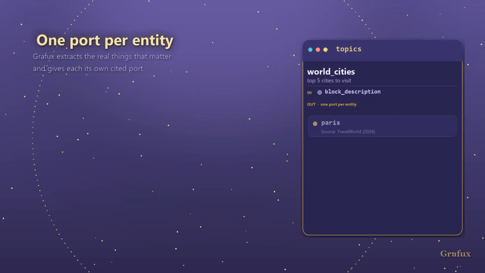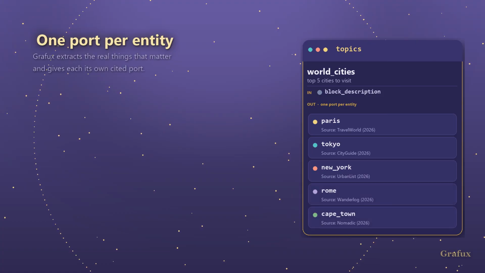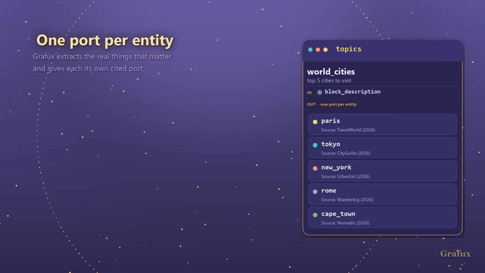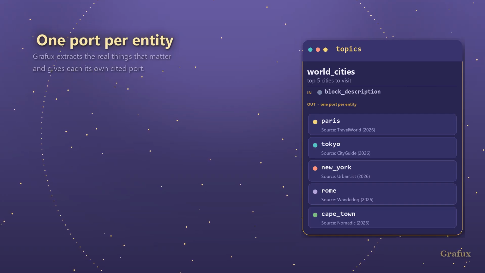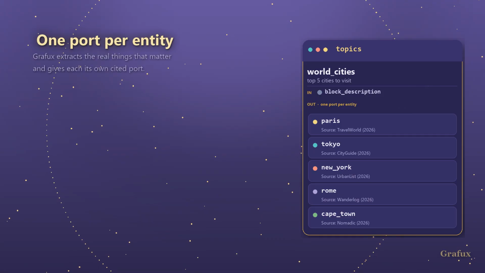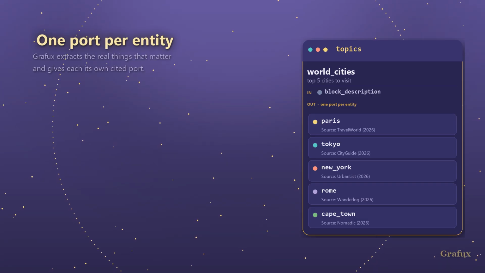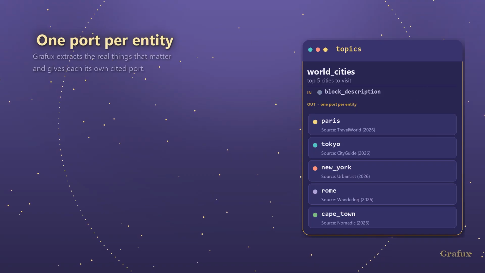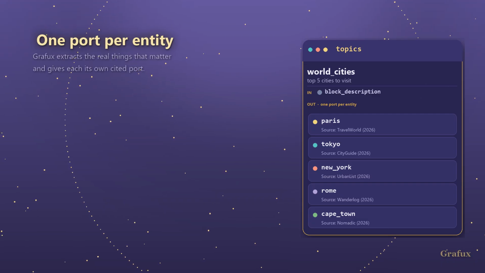So what makes a topic block different from just asking a chatbot? This. A topic block never dumps a giant wall of text on you and calls it a day. Instead, it reads through your sources, identifies the real things that matter inside them, the people, the products, the companies, the places, and it gives every single one its own labeled output port. Ask for the top 5 cities, and you get exactly 5 ports: Paris, Tokyo, and the rest, each one its own tidy, addressable piece of data.